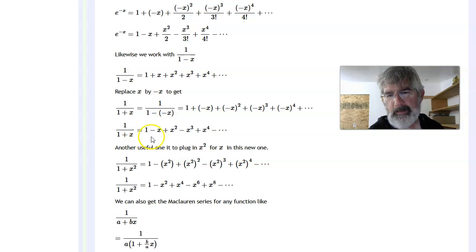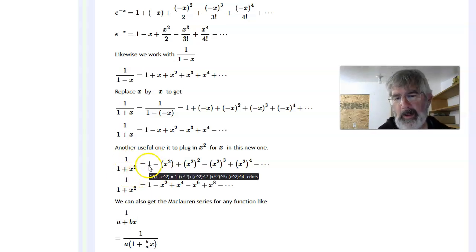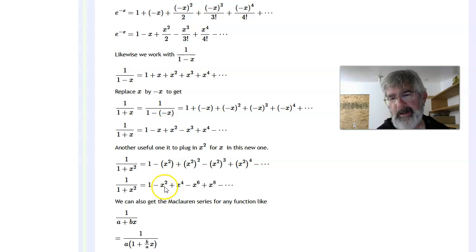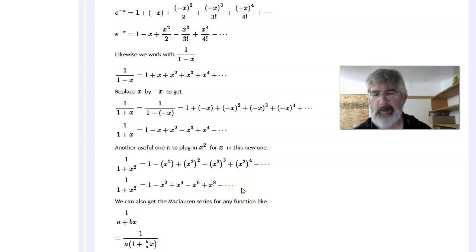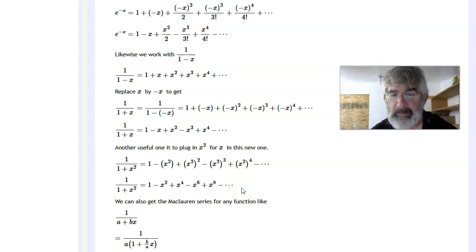So from this equation right here, I'm replacing all my x's, both left side and right side, with x squareds. And I get 1 over 1 plus x squared is 1 minus x squared plus x to the fourth minus x to the sixth plus x to the eighth. Now I have only even powers being added up in an alternating sort of way, plus minus plus minus.